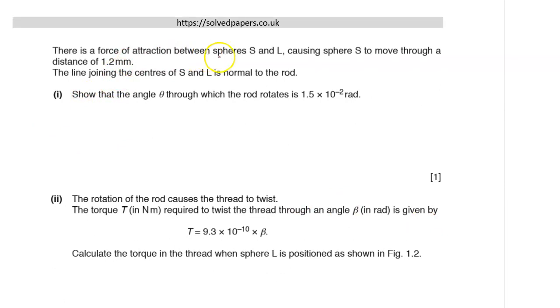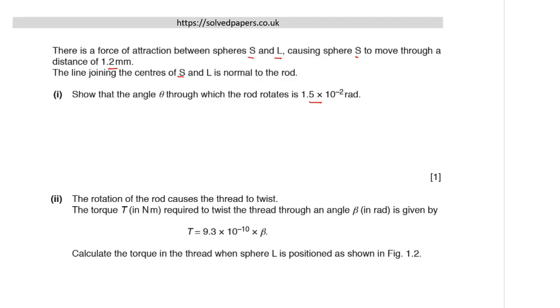There is a force of attraction between spheres S and L, which causes sphere S to move through a distance of 1.2 millimeters. The line joining the centers of sphere S and L is normal to the rod. Show that the angle through which the sphere rotates is 1.5 times 10 raised to power minus 2 radians. Right, so we're told the line joining the centers of sphere S and L is normal to the rod.